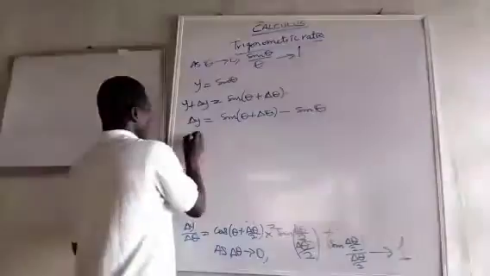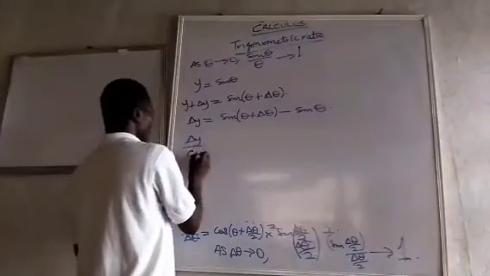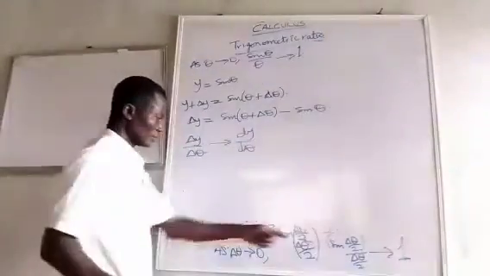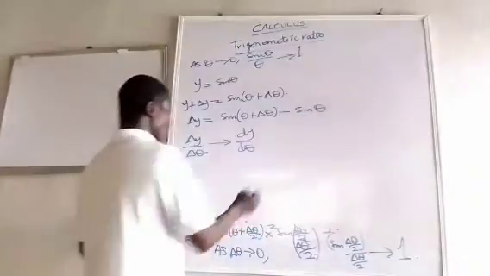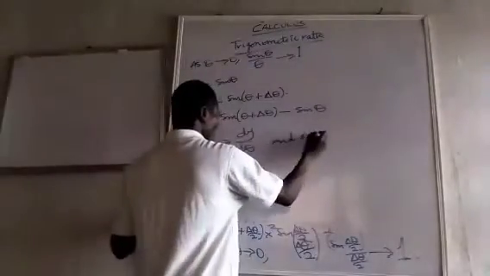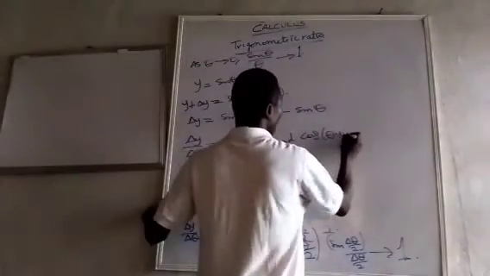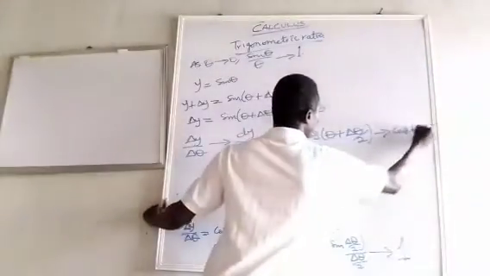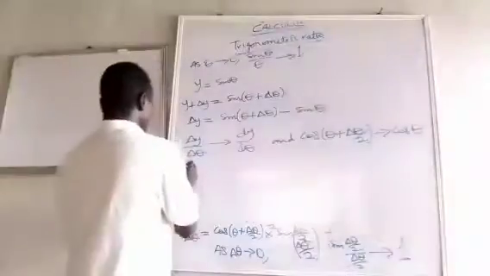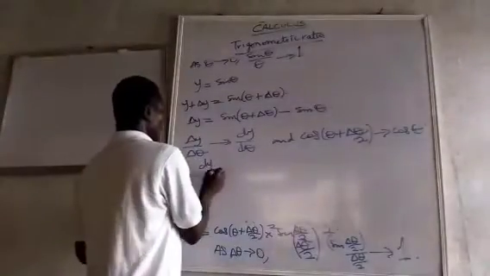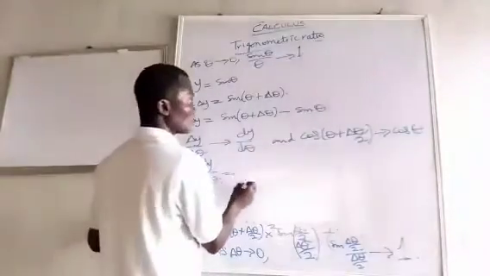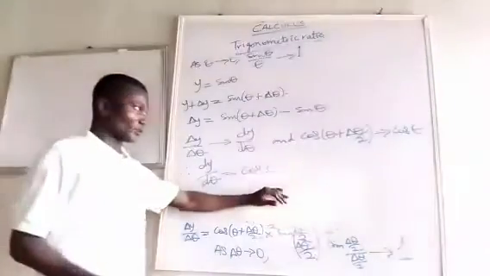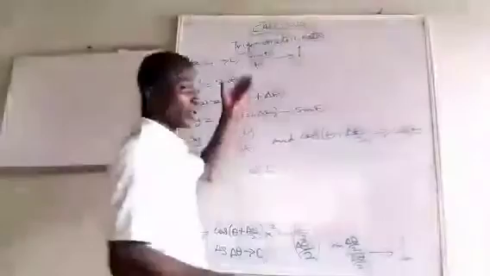Therefore, delta y over delta theta then is dy d theta, and cos of theta plus delta theta over 2 then becomes cos theta. Therefore, dy d theta is equal to cos theta. Please, I deliberately use theta so that we will not get confused. We are used to theta when we are talking about angles.